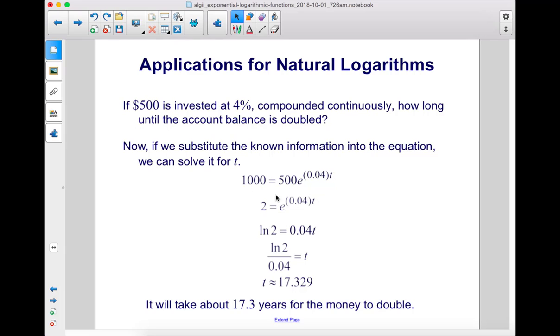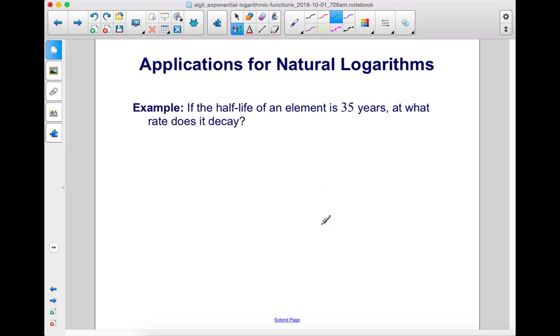Then we're going to take the natural log of both sides. So if we take the natural log of both sides, the natural log and the e cancel out, leaving us with 0.04 t on the right and the natural log of 2 on the left. Then we divide both sides by 0.04, put this into our calculator, and we get that t is approximately equal to 17.3 years.